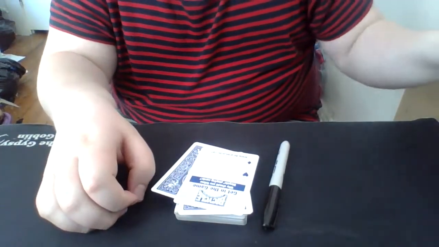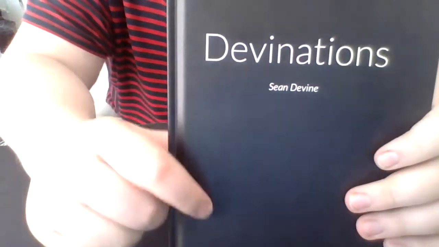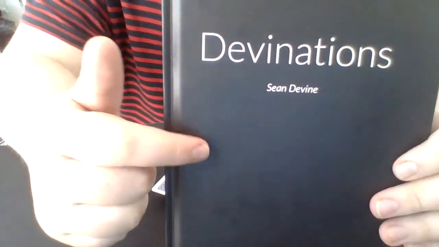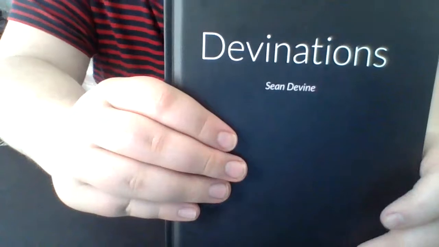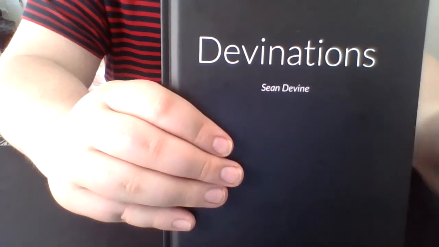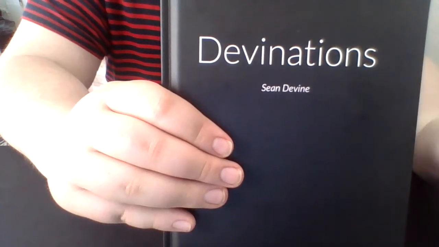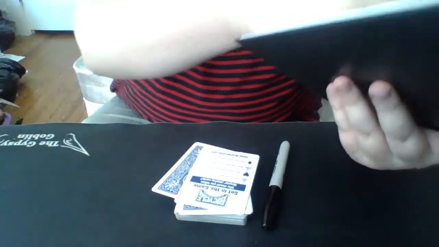Okay, so this trick is called Future Fling, and it actually comes out of this book called Divinations by Shawn Divine. And I actually have a whole review on this book. So if there's any tricks in there you want me to teach, just go over to that video and look at all of the tricks. I link them in the description box and in the pinned comments as well. But if you do have the book, Future Fling is on page 12 right here.